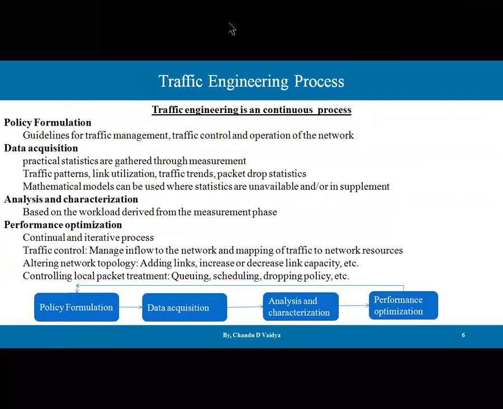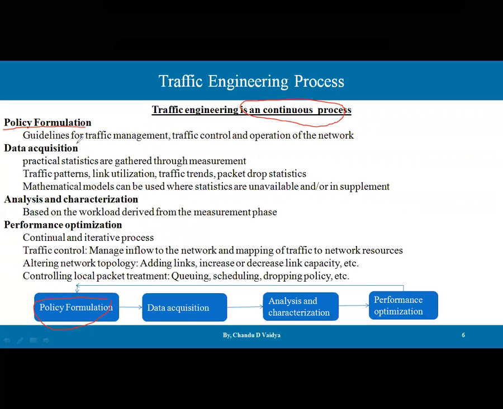Now let's talk about the process of traffic engineering. The traffic engineering process is a continuous process which involves four pillars, four entities I can say. The very first entity is policy formulation. What is available with policy formulation?